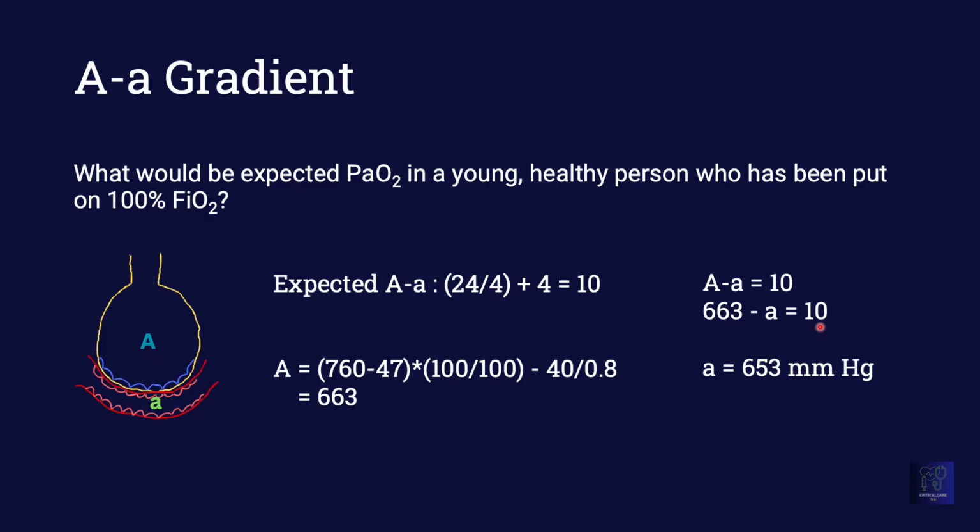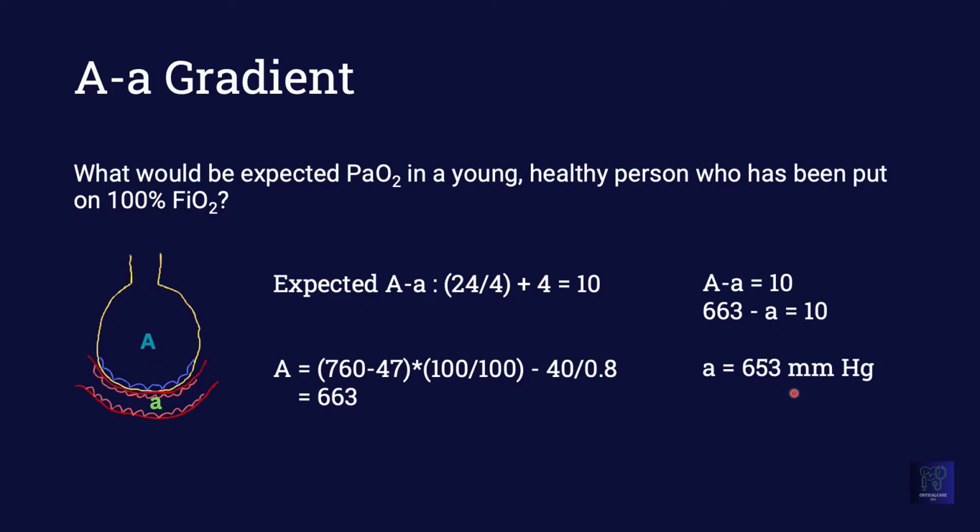So in this person who has been placed on 100% oxygen, if you draw a blood gas, the expected PaO2 should be around 653 millimeters of mercury. From the options that were given, the closest number was 600. So option D was the right answer.